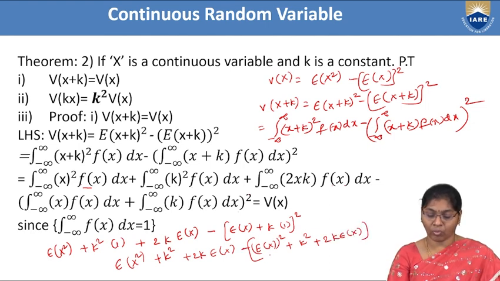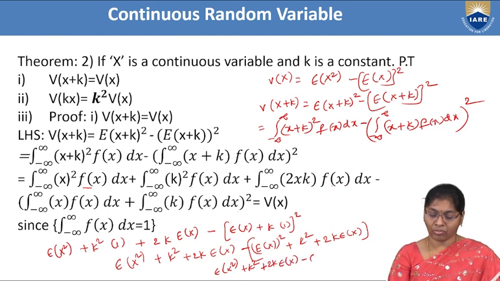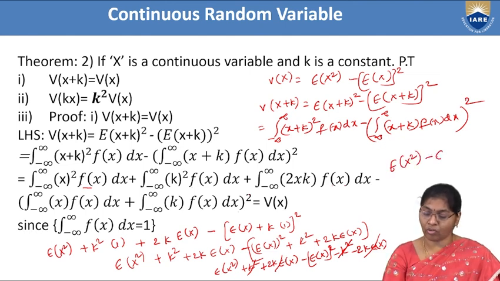That means E of x square, E of x whole square is as it is. K square minus k square plus k square get cancelled. Here expanding that also better: E of x square plus k square plus 2k E of x, minus E of x whole square, minus k square, minus 2k E of x. The 2k E of x and minus 2k E of x get cancelled. Minus k square plus k square get cancelled. What about remaining? E of x square minus E of x whole square, that is nothing but V of x.